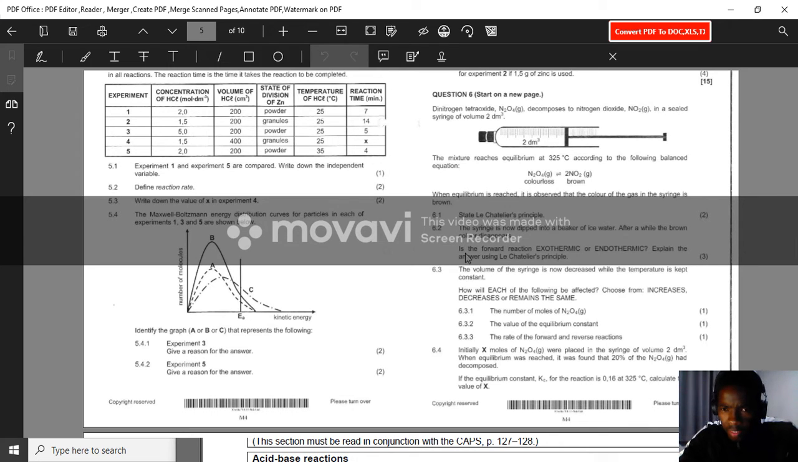So the question they are asking now is: is the forward reaction exothermic or endothermic? Explain your answer using Le Chatelier's principle. So they basically said that when they dipped the syringe into ice water, the color of the mixture inside the container actually changed. Its change is from brown. So the color brown just disappears.